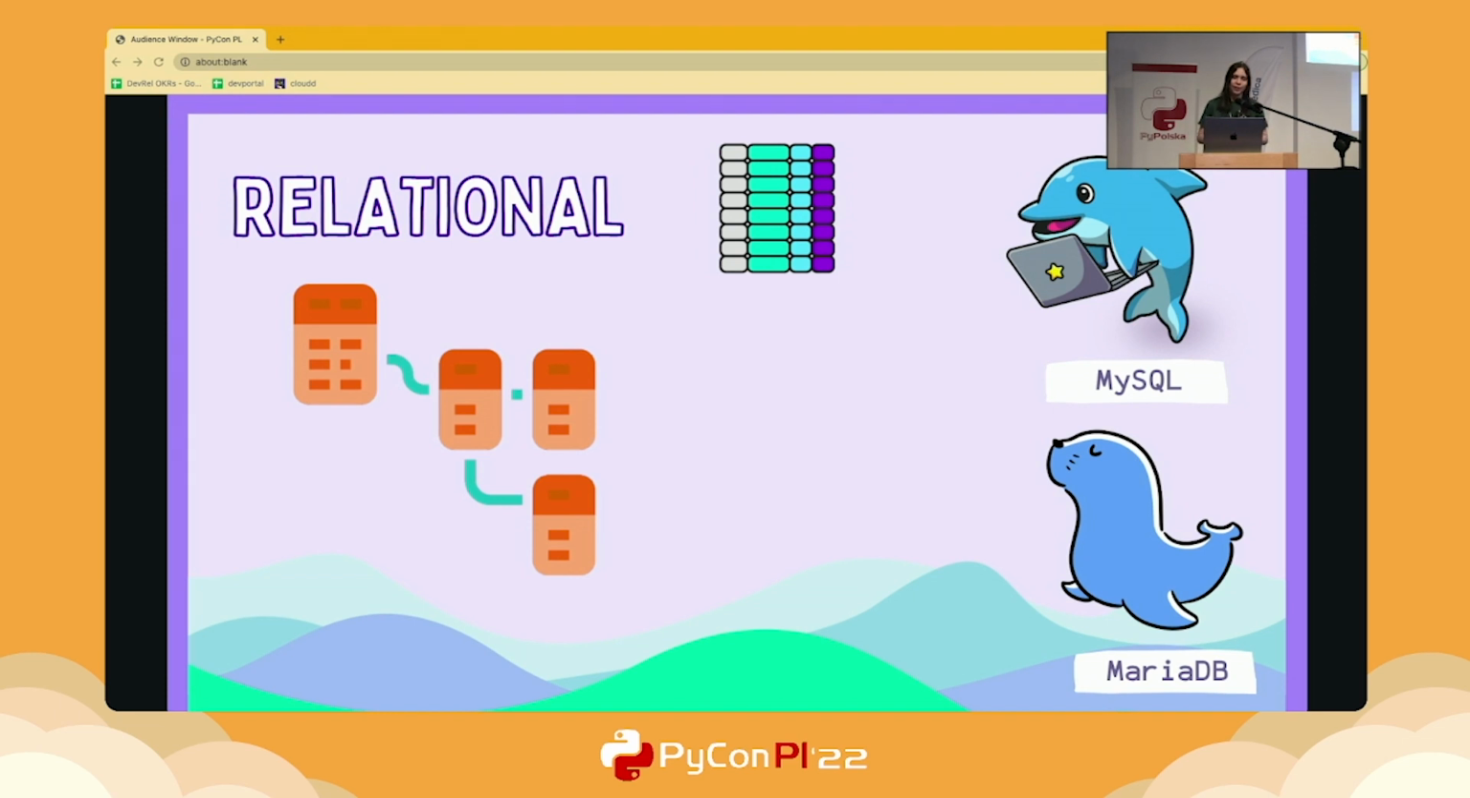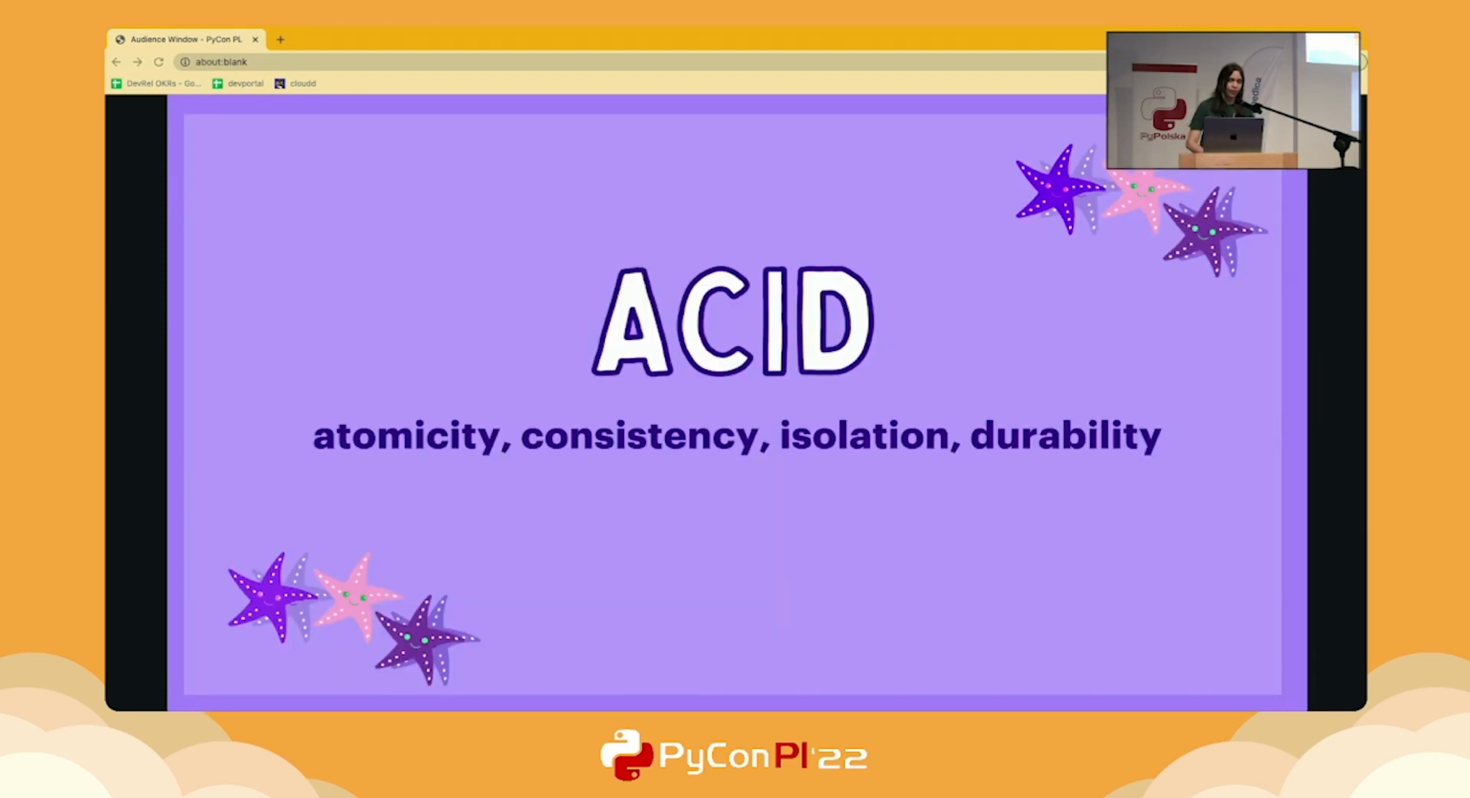Those relational databases have something very powerful. They are ACID compliant. What does that mean? The A stands for atomicity, which means that either the transaction will be successful or it will not be successful. So it ensures that the data will be saved.